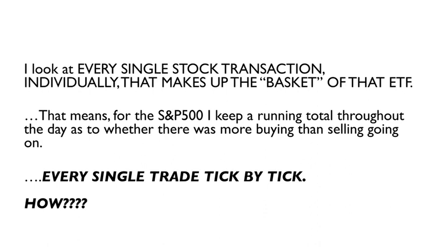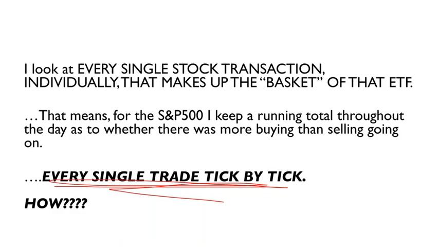But what we do is we look at every single stock transaction individually that makes up the basket of that ETF. That means for something like the S&P 500, we keep a running total throughout the day as to whether there's more buying than selling going on every single trade, tick by tick. So my big question for you is, how is that possible? How would we be able to tell whether there's more buying pressure or selling pressure on every single trade, tick by tick?